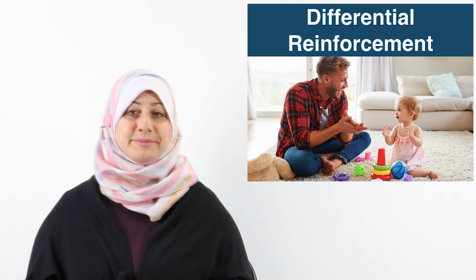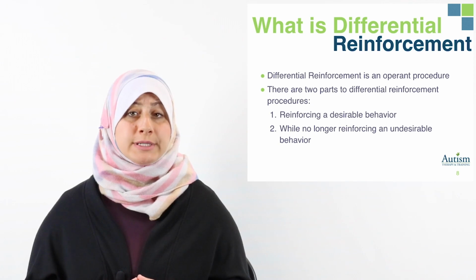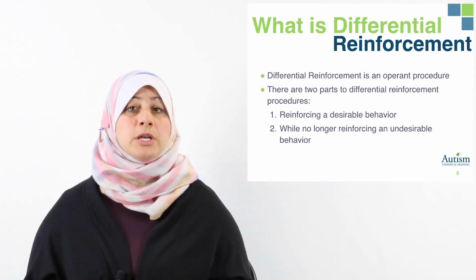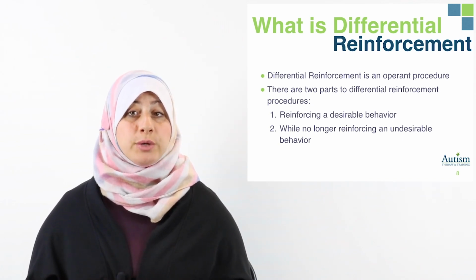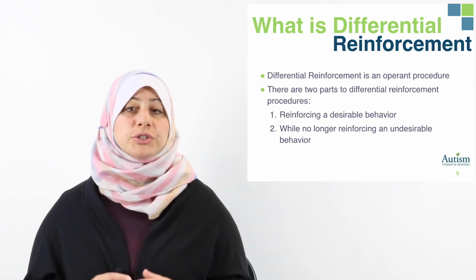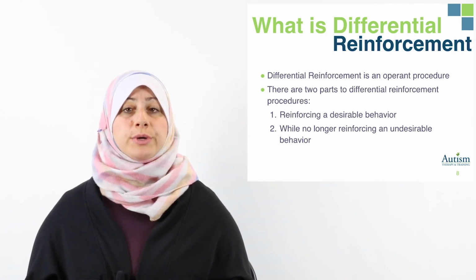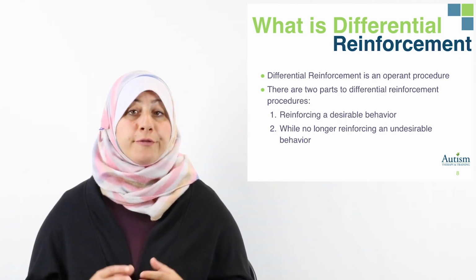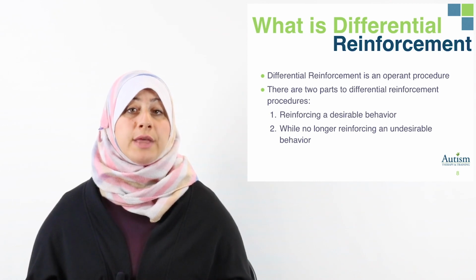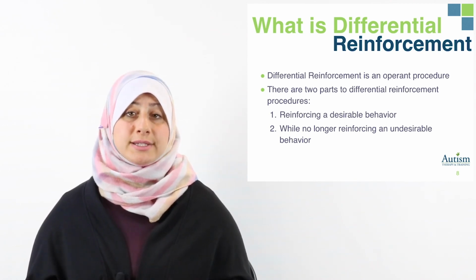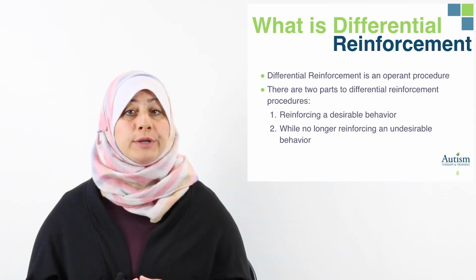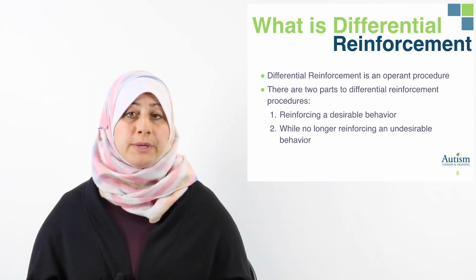Let's get started. Differential reinforcement is an operant procedure. So unlike an antecedent strategy where we alter the antecedent, here we are altering the consequence. There are two parts to differential reinforcement. The first is reinforcing the desirable behavior, and the second is using extinction and no longer reinforcing the undesirable behavior.